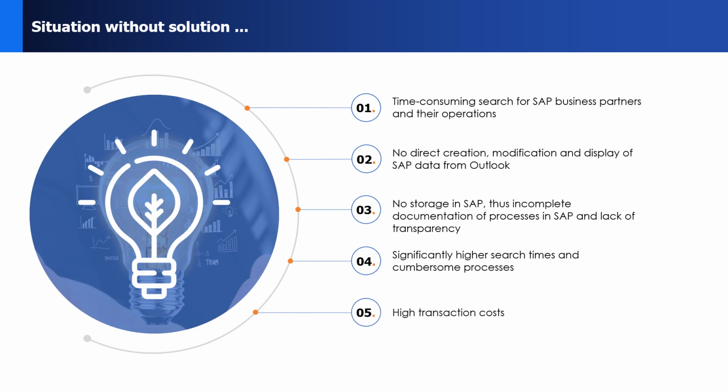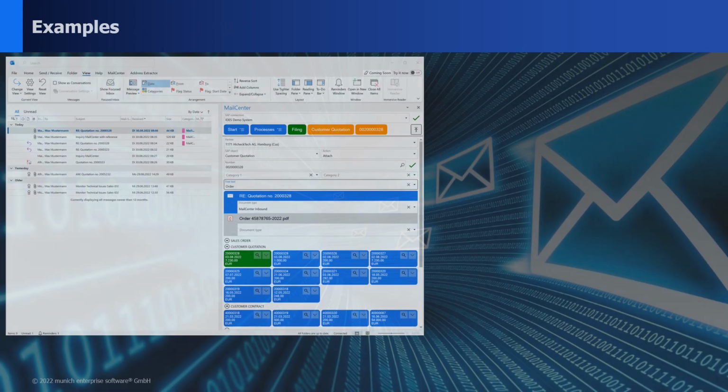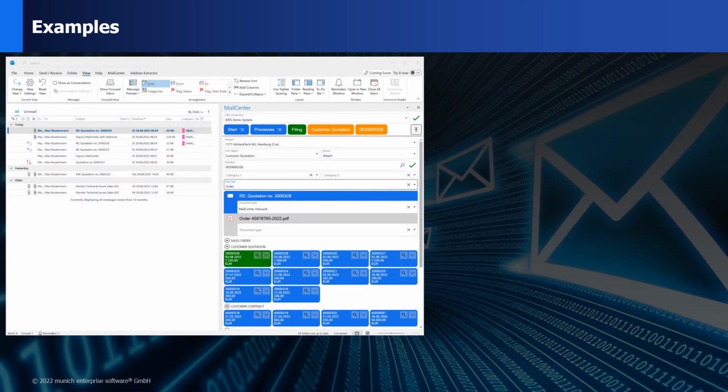Let's take a look at the following application examples. Based on an email in the user's inbox, the corresponding SAP business partner and its processes in SAP are displayed on a panel on the right side of the screen. This happens fully automatically. The user does not waste time searching for this data.